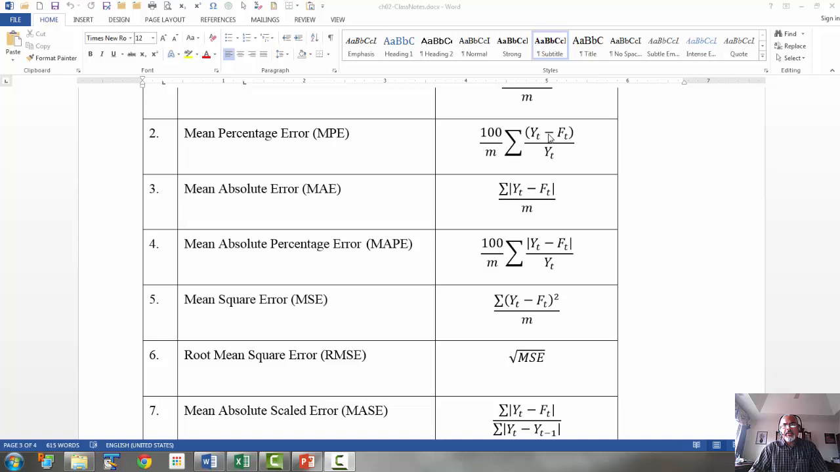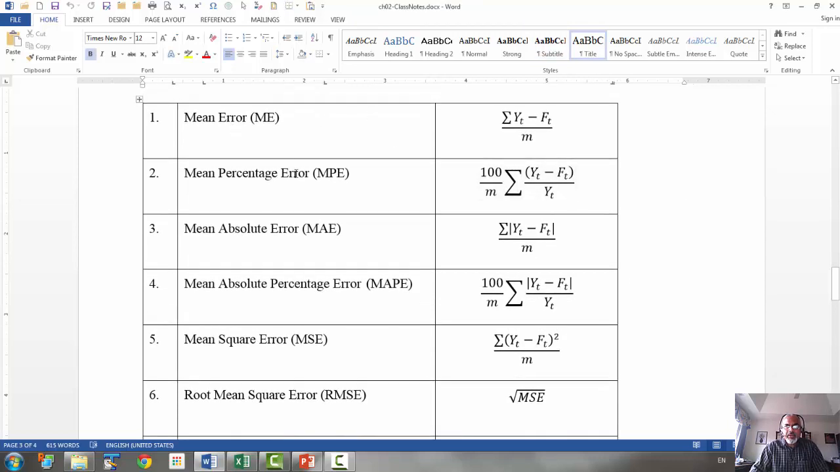Now if we don't want the positives and the negatives cancelling each other, like in the ME and MPE, there are two things we can do. One is to take the absolute value of the difference, or we can square the difference. If you take the absolute value and then average those, divide by the number of errors, you get mean absolute error. This is also known as MAD, mean absolute deviation. If you square the errors and take the average, sometimes you can divide by n minus 1 or n. Sometimes people use just n, which is theoretically not accurate. So that is MSE.